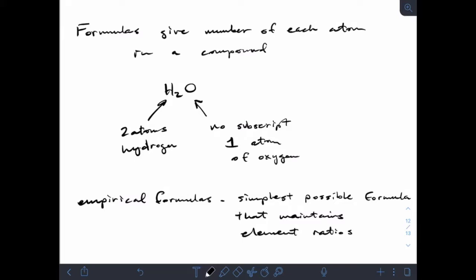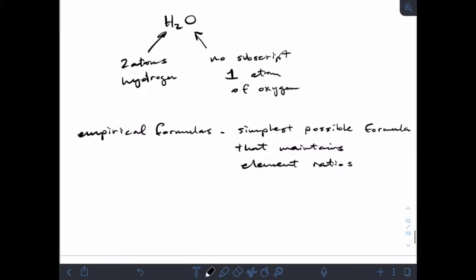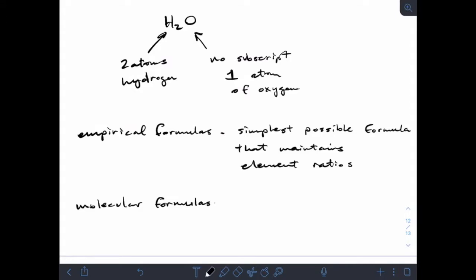So for example, in our H2O, there are 2 hydrogens for every 1 oxygen, so it's a 2-to-1 ratio of hydrogen to oxygen. An empirical formula is the simplest form of that formula that maintains the ratio for that compound. Now we also have what are referred to as molecular formulas. Molecular formulas are the actual molecules. That may seem a little confusing at first, because sometimes a molecular formula is the same as an empirical formula, but other times it's not.